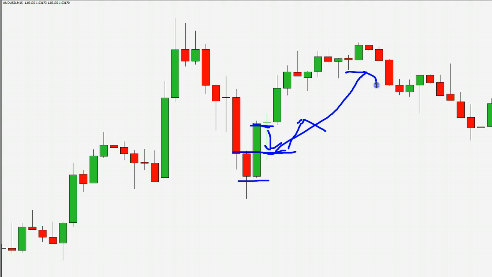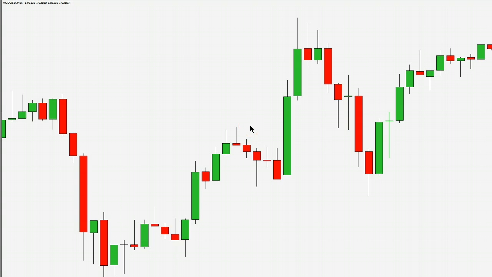It went up several more candles, and then if I zoom out it goes up even farther. But that is an example of what we call a bullish engulfing candle. A great pattern to trade. The exact same thing is the case if you're looking at bearish candles.